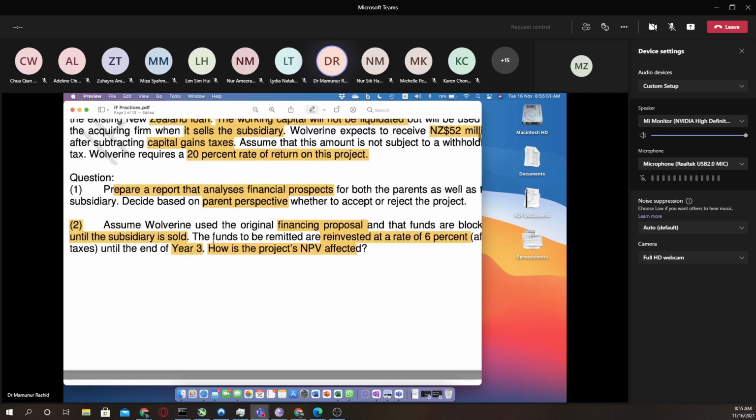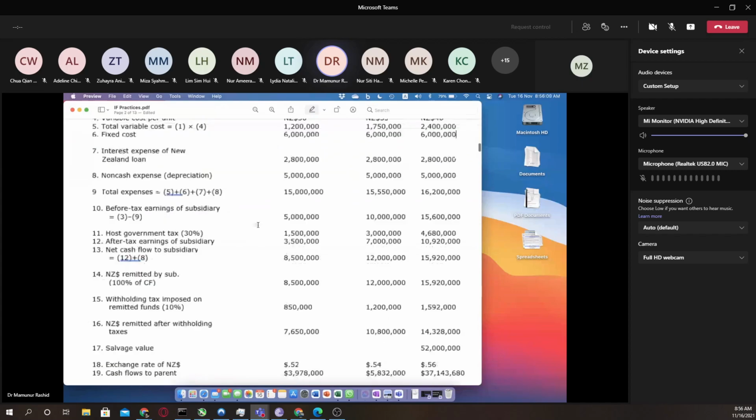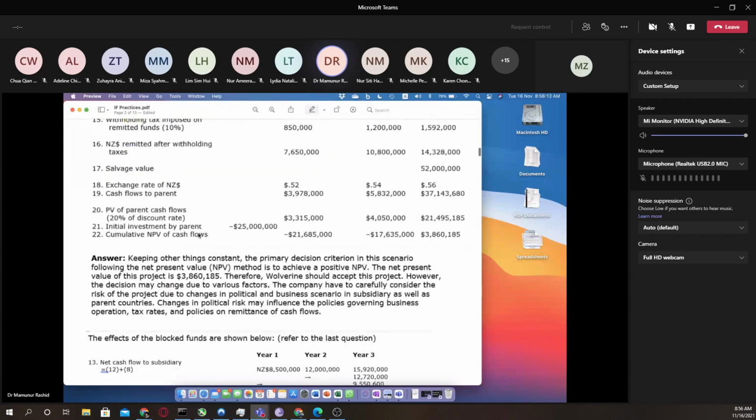Prepare a report. Look at question number 1. Prepare a report that analyzes financial prospects, both the parent as well as the subsidiary, but decide based on the parent perspective. So your decision, NPV and other calculations will be based on the parent company only. That's why here only NPV is calculated based on the parent company, not the subsidiary. In the previous class, the example that we took, we calculated NPV for both the parent company and also the subsidiary.